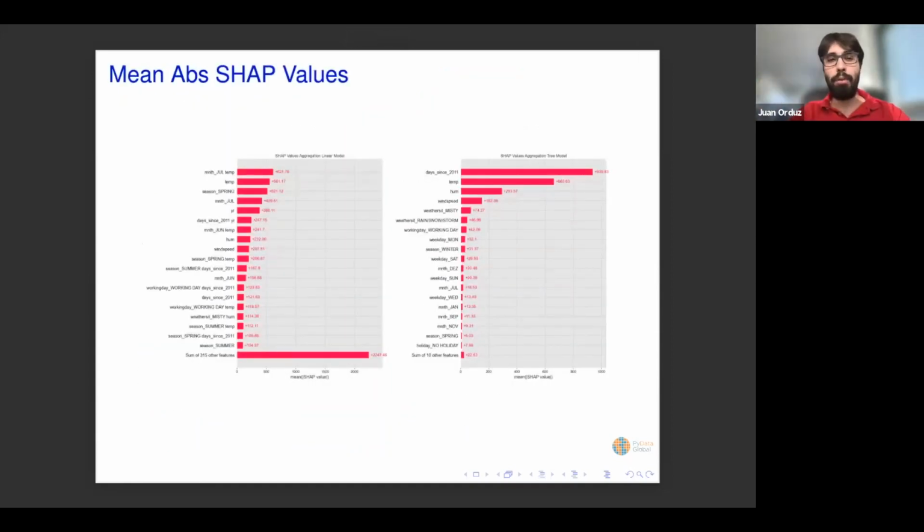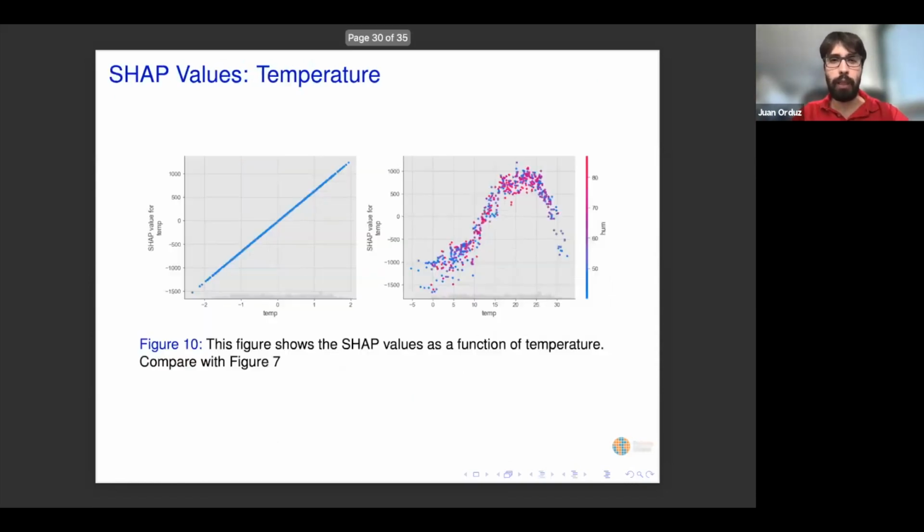By taking absolute values of the SHAP values, we can get these ranking plots, which I briefly mentioned before, so I want to skip this. But also something interesting is that we can generate this type of feature specific plots on which we can see what's the effect of the temperature onto the SHAP values. And it's interesting to see that for the linear model, we get a straight line, and this should be compared with the weight effect plot.